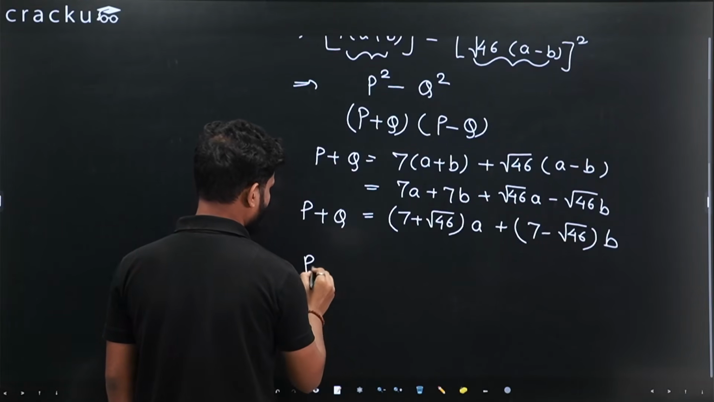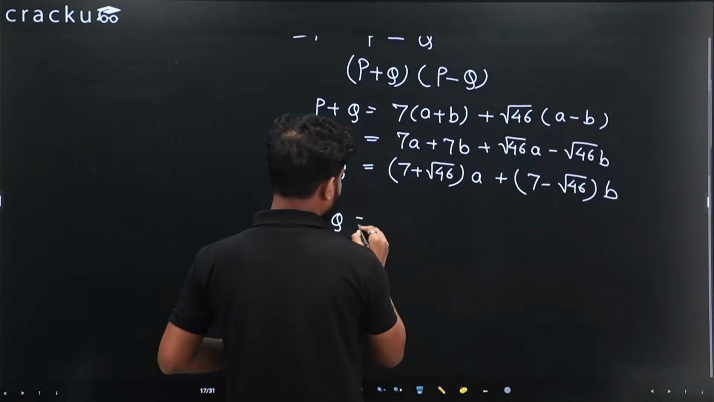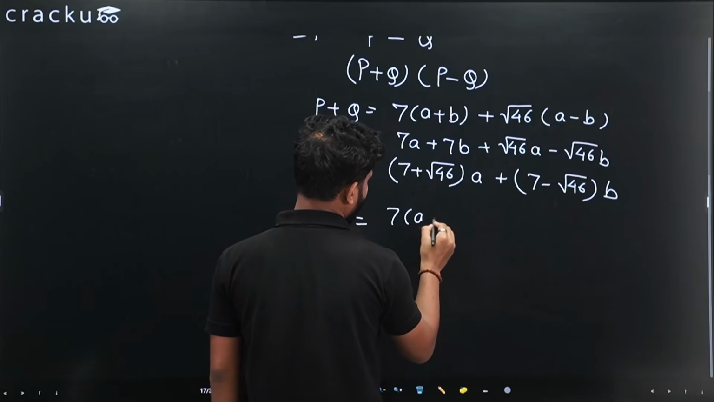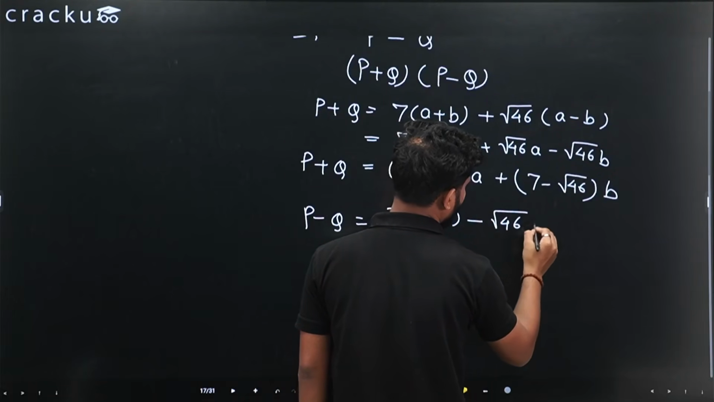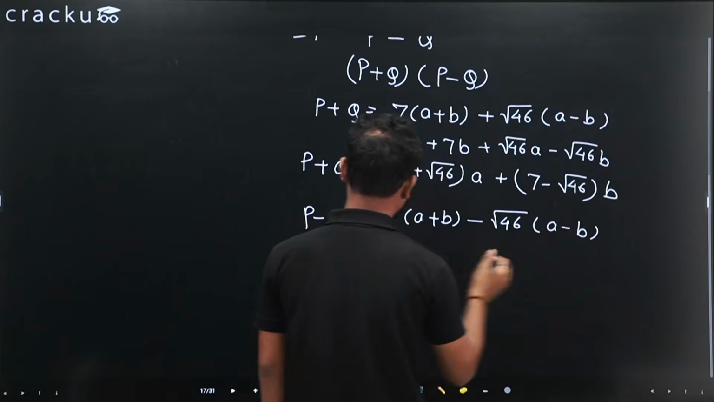What is P minus Q? It is nothing but 7 into (A plus B) minus under root 46 into (A minus B). So this is what?